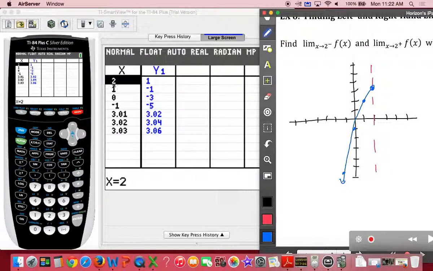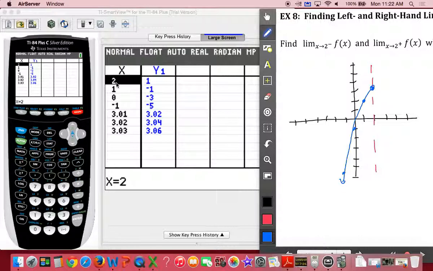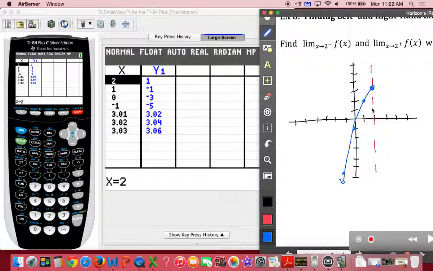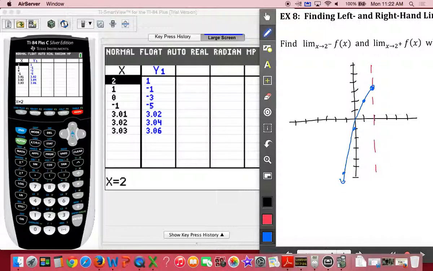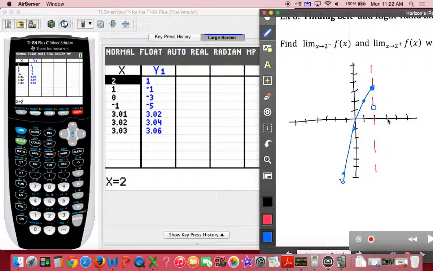So I do have a value in here at 2 already from the previous one that we did. So 2 is at 1. So at 2, 1, I have a point here. Is that an open or a closed circle? It is open, and I have to put that in there. So I have an open circle. And then I'm going to start to choose values to the right. So I now want to put in 3.